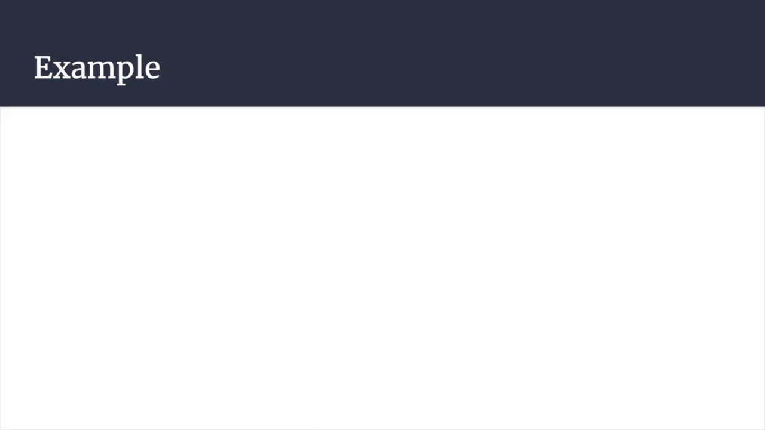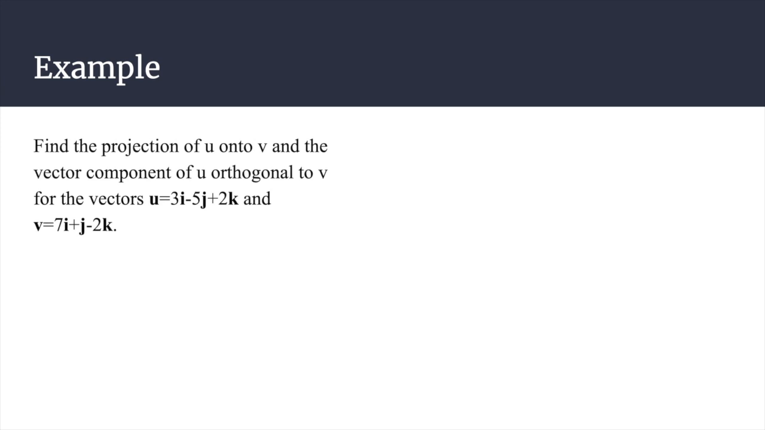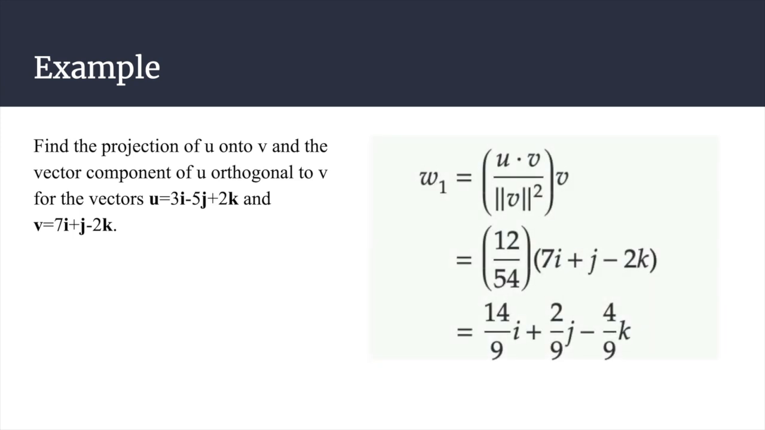So here's an example of finding the projection. Find the projection of u onto v for the vectors u equals 3i minus 5j plus 2k and v equals 7i plus j minus 2k. So the projection of u onto v using the formula would equal 12 over 54 times the vector v, and the result would be 14 over 9 i plus 2 over 9 j minus 4 over 9 k.